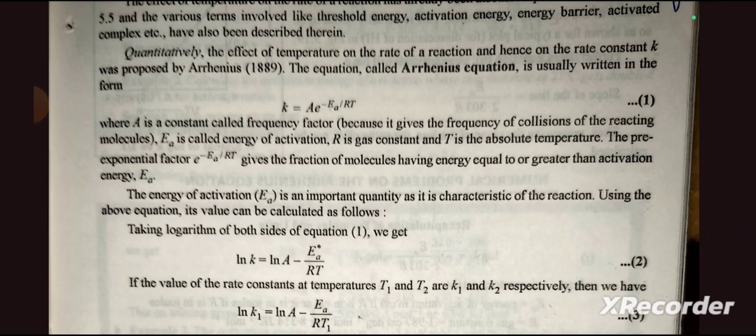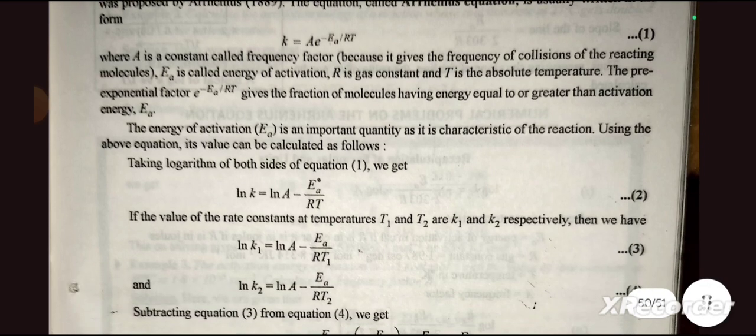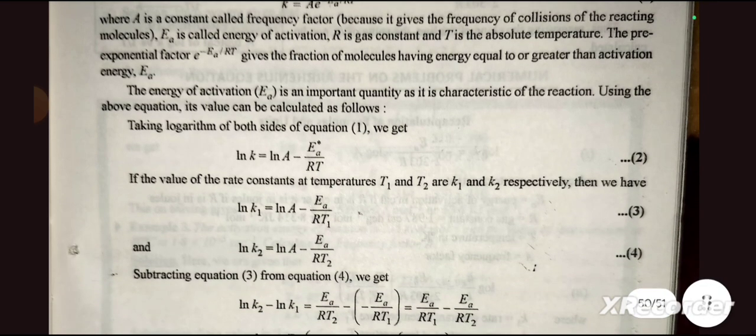The exponential factor e power minus Ea divided by RT gives the fraction of molecules having energy equal to or greater than activation energy Ea. The energy of activation Ea is an important quantity as it is characteristic of the reaction. Usually, using the above equation, its value can be calculated as follows.